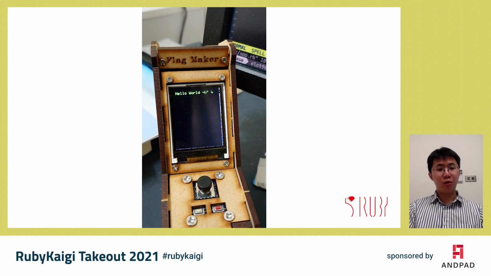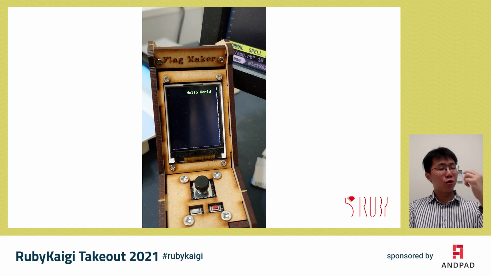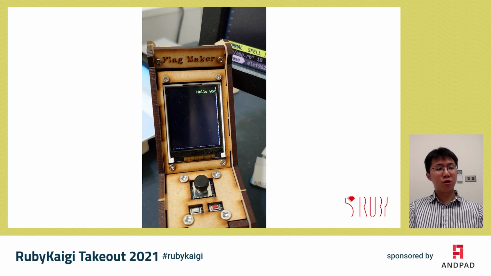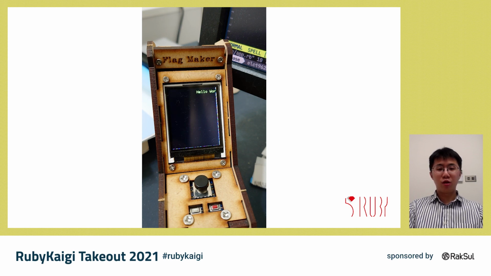Okay, let's play it. You can see the text is moving on the screen. This logic is implemented inside the Ruby code, and I compile it, concatenate the data with my VM, and save it into the microcontroller to make it work.